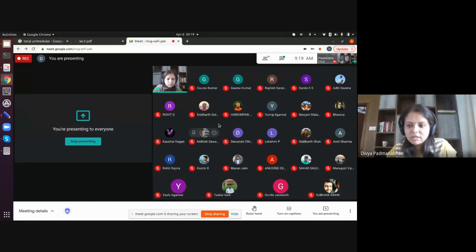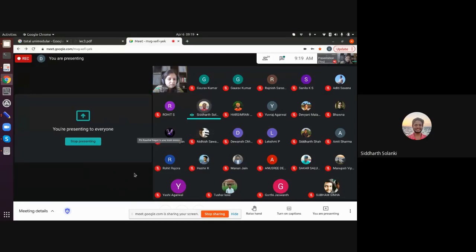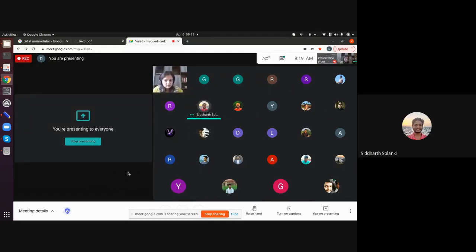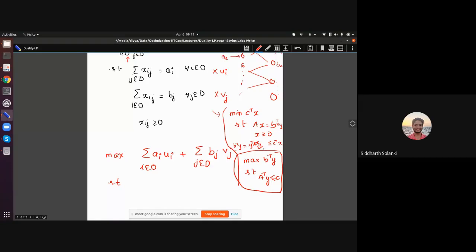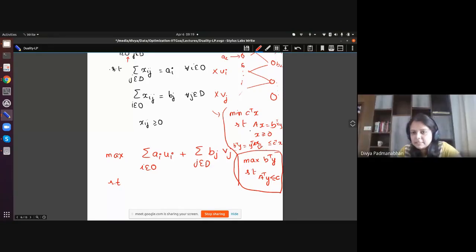Okay, Siddharth Solanki. Ma'am, I couldn't get this formulation. Which one? This part, writing the dual for this? Yes, ma'am. Okay, so let me just explain this. Let's not go into the transportation part yet. I'm just doing the same, and you understood the previous steps, like for the previous linear programs, how the dual was written. Did you understand that? That was clear, right? So I'm just trying to use the same idea.